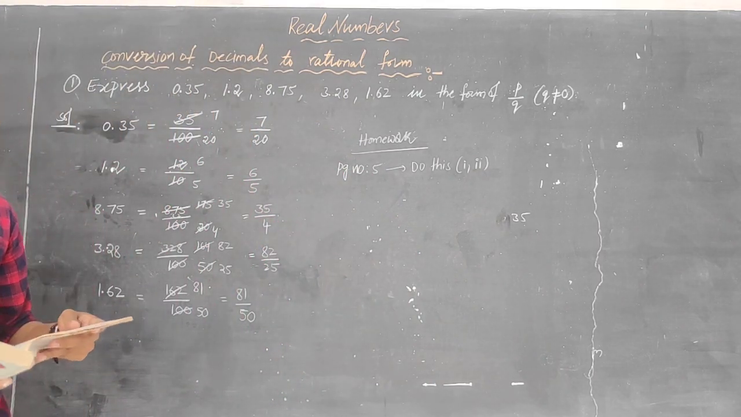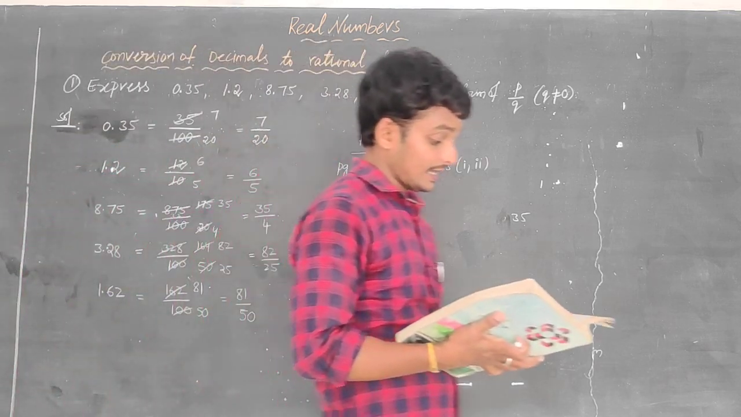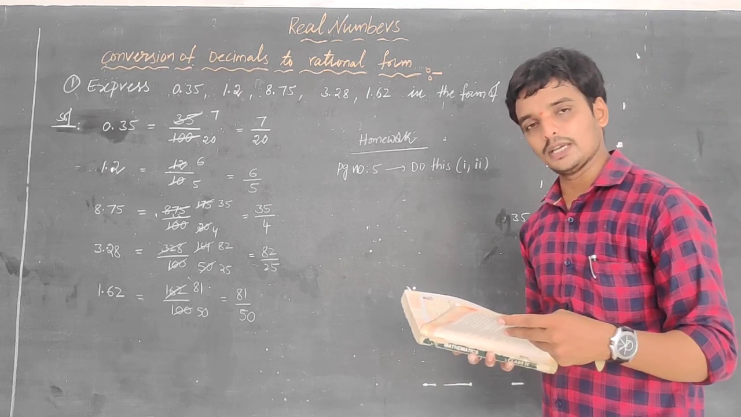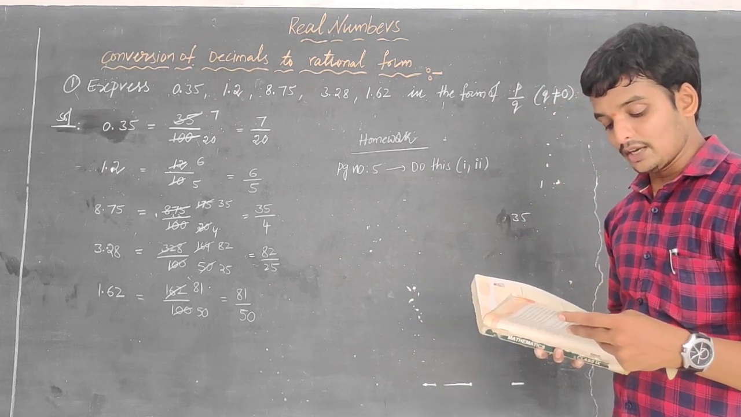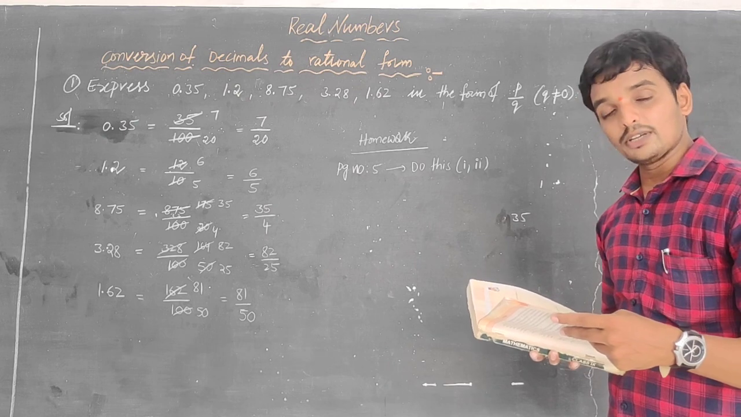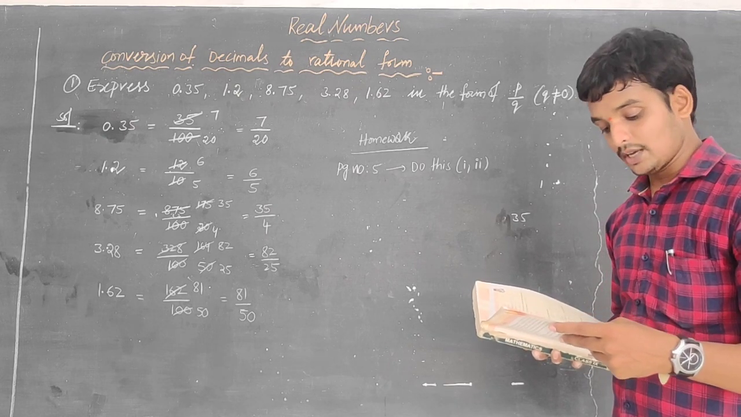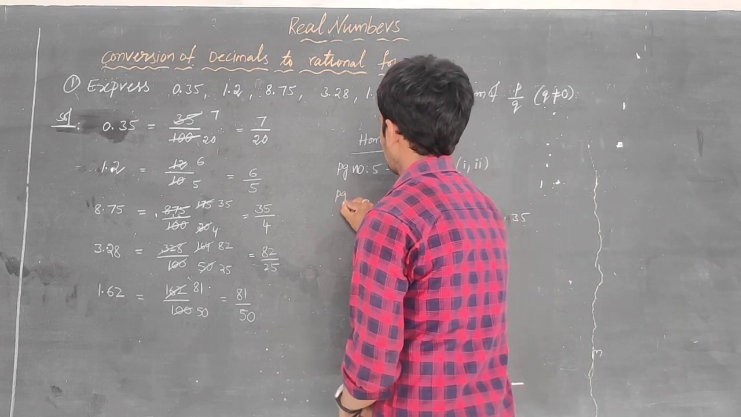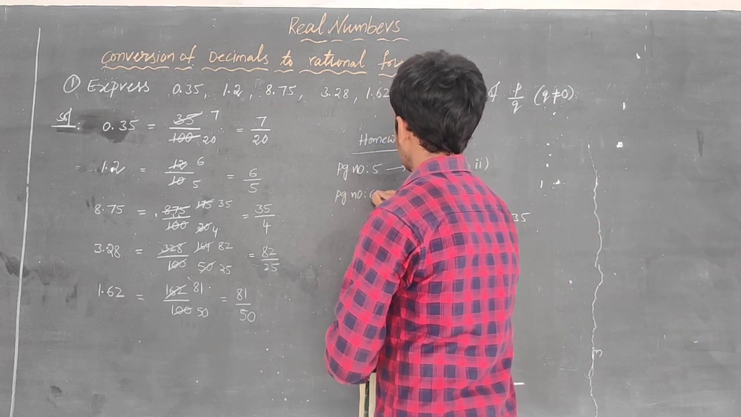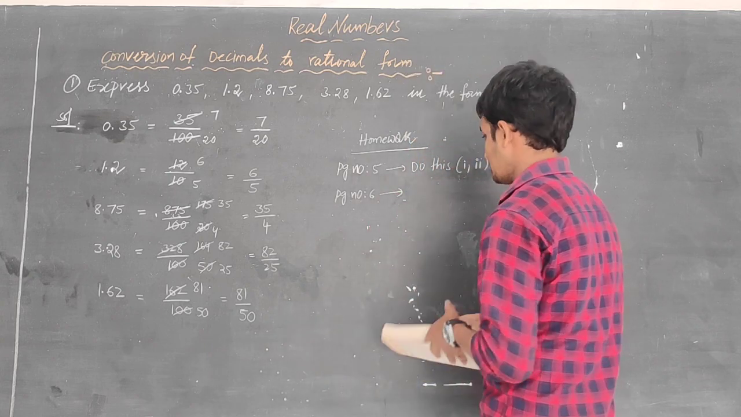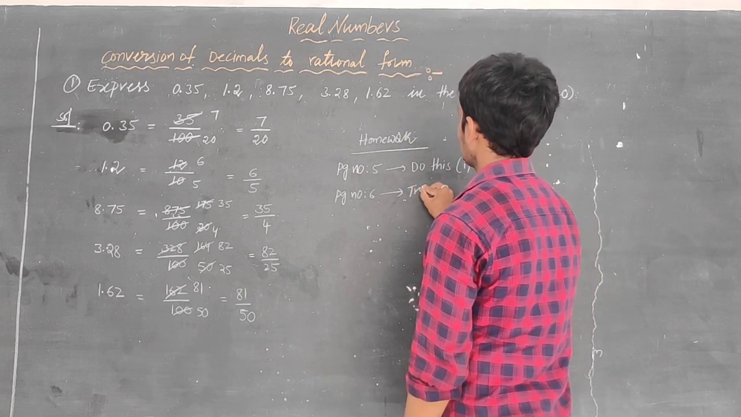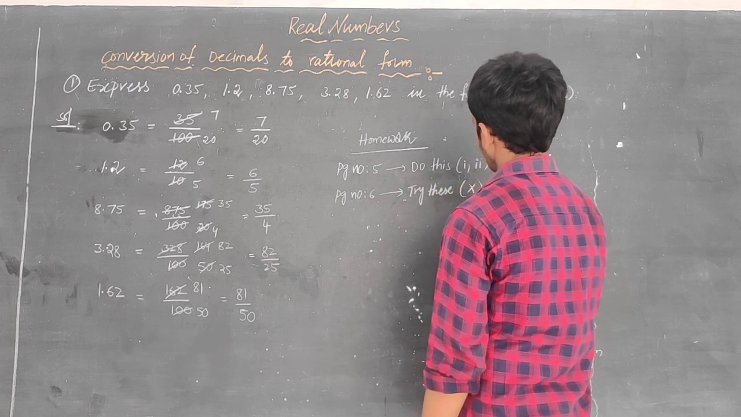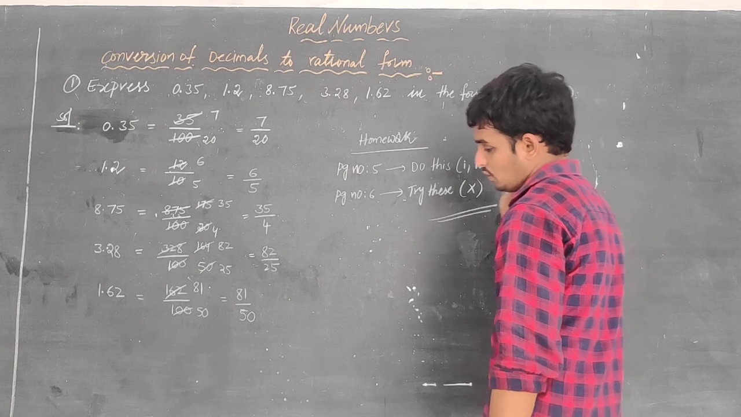On page number 6, Try These. Find the decimal values of the following. The same question. Those are in rational form, and we just convert them into decimal form. Those are 10 sums. Do the 10 sums also. That means page number 6, Try These. Do these 12 sums for homework.